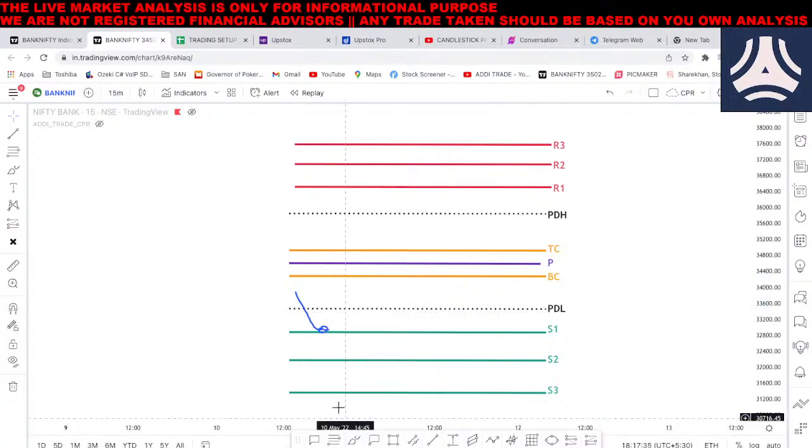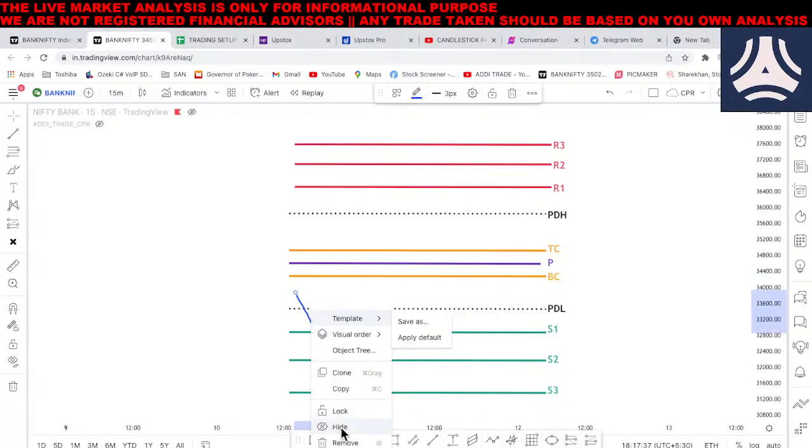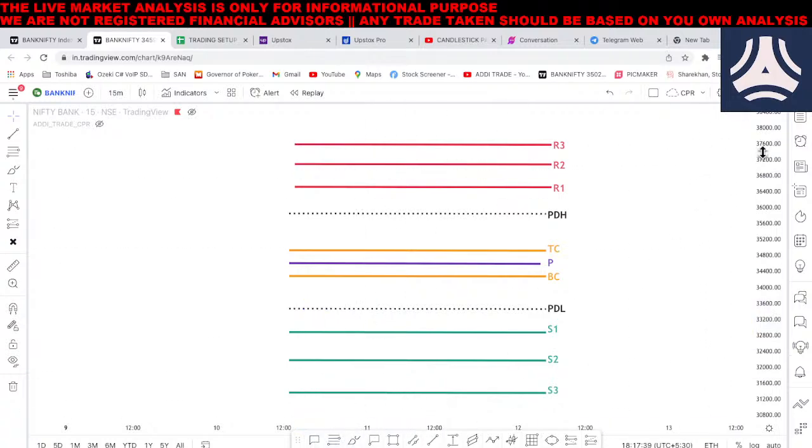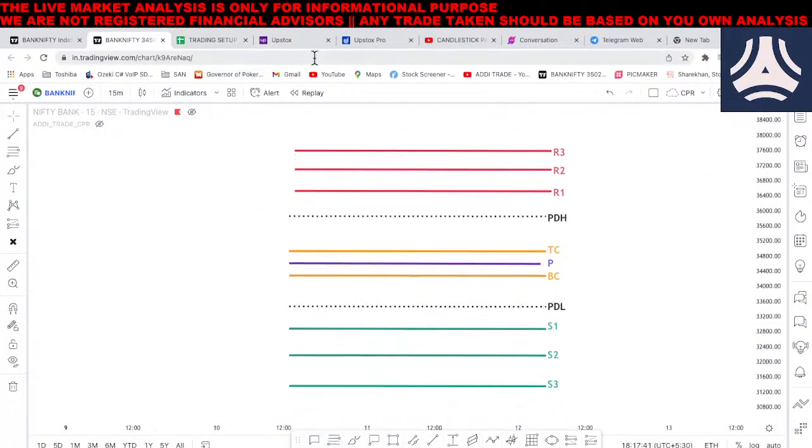See, along with the candlestick pattern, we also need to see the divergence. Now, what is this divergence?